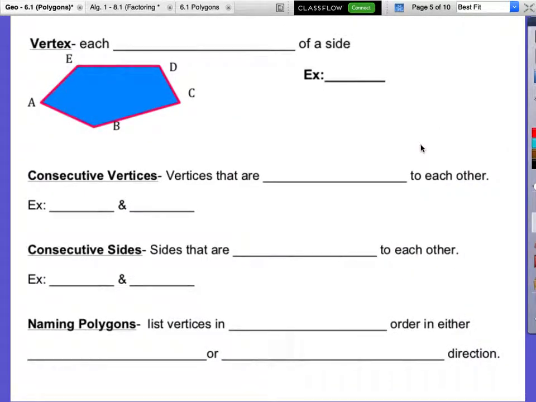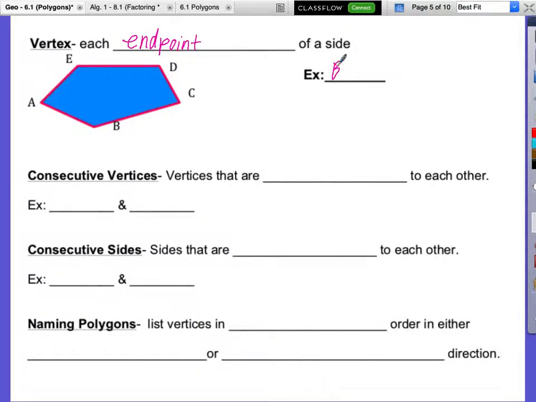So a vertex, or vertices would be the plural. We talked about those. Remember, we've had vertex of a triangle, vertices of a triangle. Each endpoint of a side will be a vertex. Now that's not too new to us, we've had that with triangles. So what would be an example of a vertex with this?